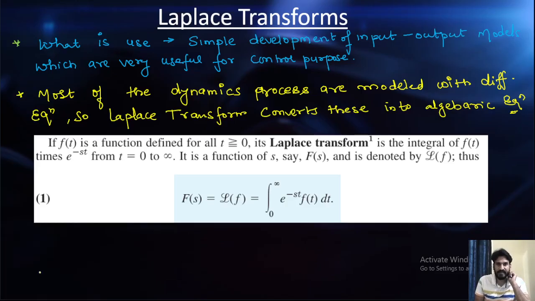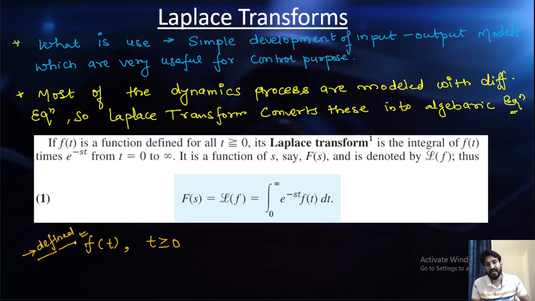First of all, try to understand it, guys. Let's suppose I have a function f of t, and t is greater than or equal to 0. For t greater than or equal to 0, let's suppose my function f(t) is defined. We are not talking about undefined functions, only defined functions. I have this f of t, right? Is it clear to you or not?